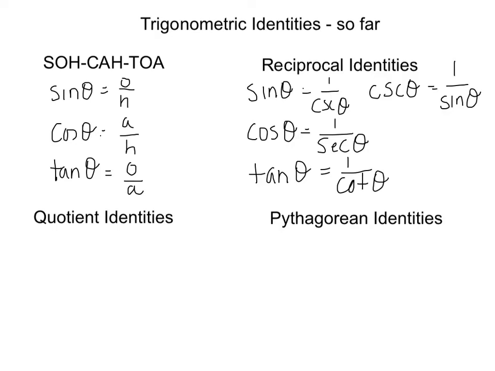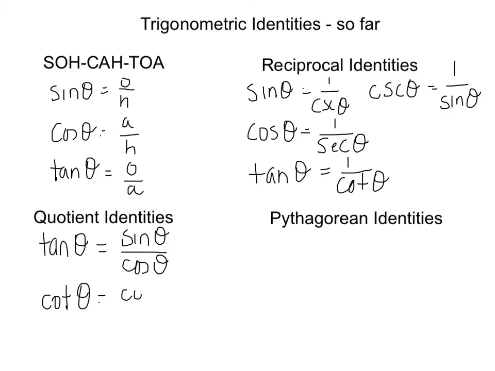The quotient identities, we learned this very early on. We know that the tangent is equal to sine over cosine. But we could also say that the cotangent of theta is cosine theta over sine theta. So those are our quotient identities. And when I say identity, that means there's an equal sign between them. So if we found these in a problem, we could substitute one side of the equal sign for the other.